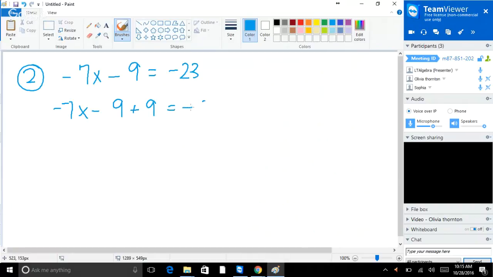But if I add 9 over there, I've got to add 9 to my right-hand side. So I end up with negative 7x minus 9 plus 9 is 0, right? And negative 23 plus positive 9 is going to give me negative 14.